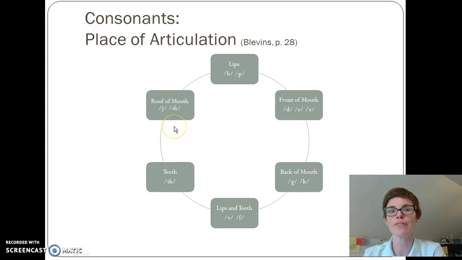Then we have the roof of our mouth, where we make an articulation. That's the place. So if you say j, j, or sh, you can feel that you're moving towards the roof of your mouth to make those sounds. So we had voiced and unvoiced. We had the manner of articulation, and now here's the place in our mouth where the articulation happens. It's another way to categorize consonants.